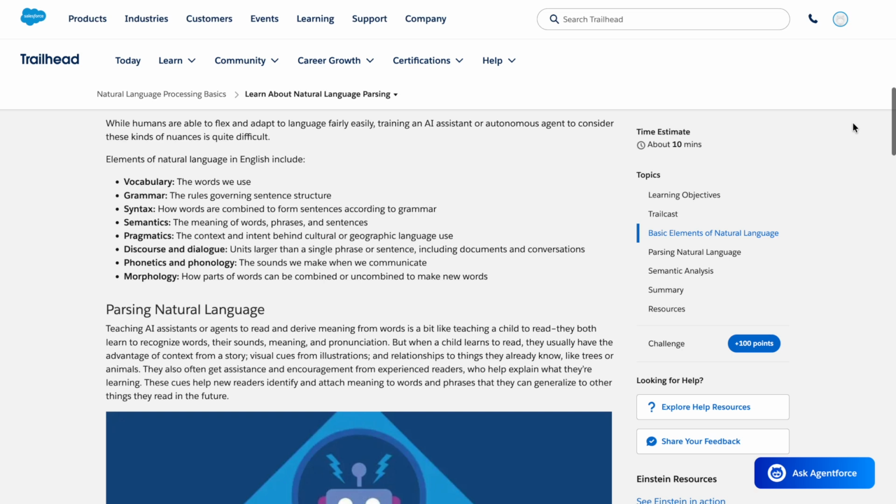Elements of natural language in English include vocabulary, the words we use; grammar, the rules governing sentence structure; syntax, how words are combined to form sentences according to grammar; semantics, the meaning of words, phrases, and sentences; pragmatics, the context and intent behind cultural or geographic language use; discourse and dialogue, units larger than a single phrase or sentence, including documents and conversations; phonetics and phonology, the sounds we make when we communicate; morphology, how parts of words can be combined or uncombined to make new words.